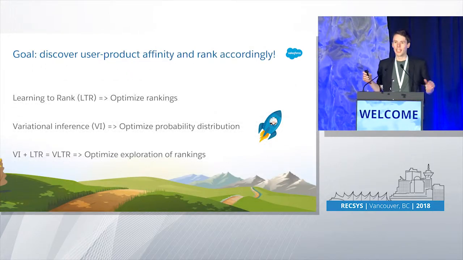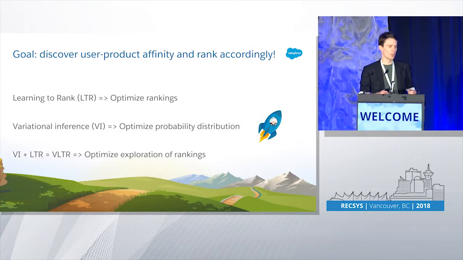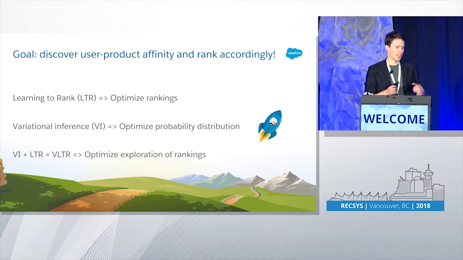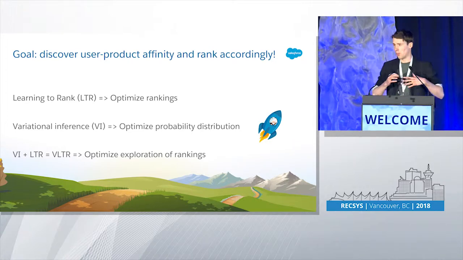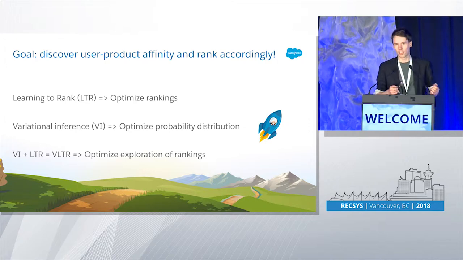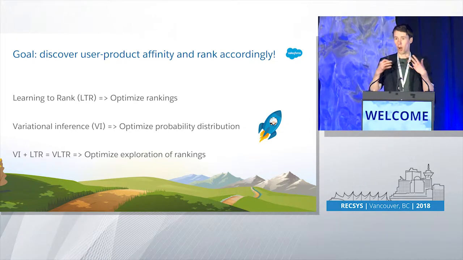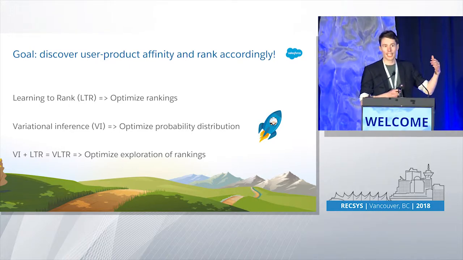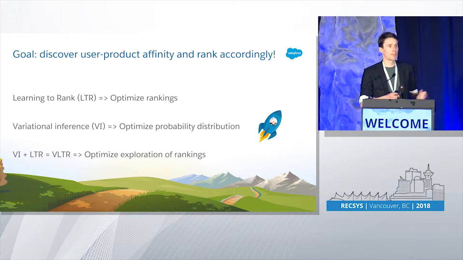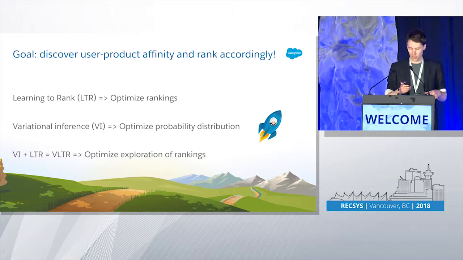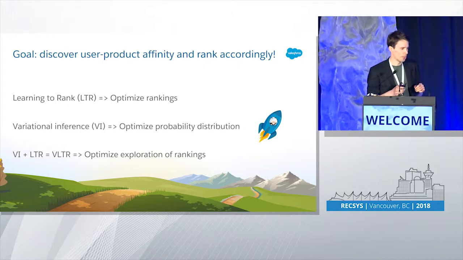With that out of the way, the goal is we want to discover the product affinity of users and rank accordingly. Learning to rank is about finding the optimal rankings. Variational inference is about optimizing for a probability distribution. The idea of combining the two is that we want to optimize for rankings that are both good for the user, but also explore what are actually the best rankings that we want to give our users.